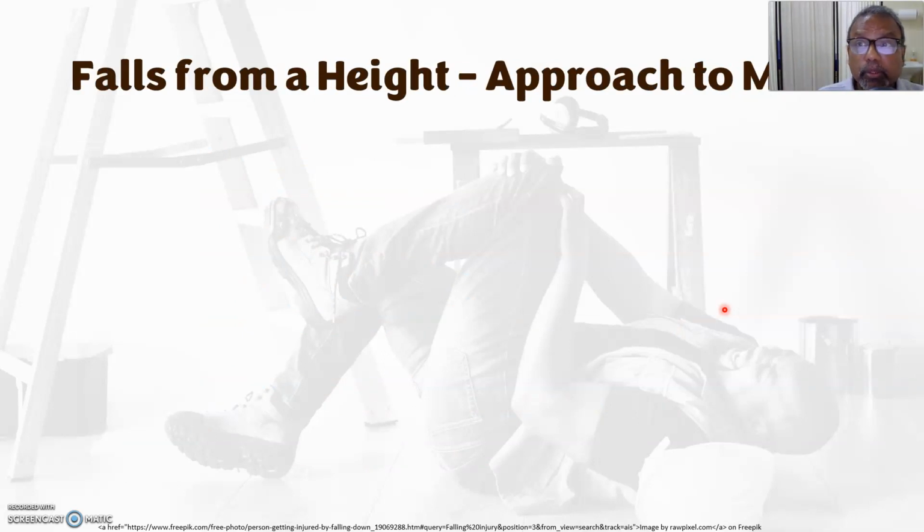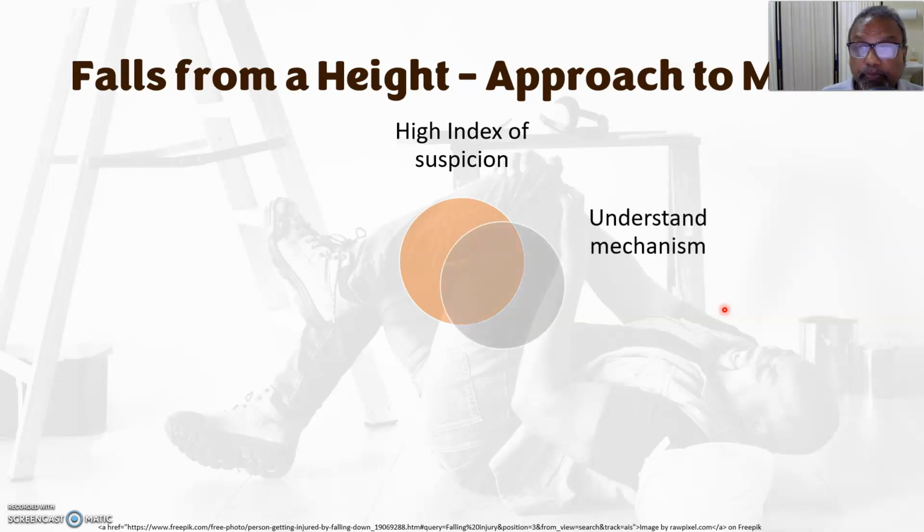So let's think about our approach to management. This is not going to be in any detail, but just some things to remember. So firstly, always have a high index of suspicion. We don't think about falls from a height in the same way that we think about road traffic accidents or penetrating injuries, but in fact, in many situations, they produce more severe injuries, and therefore we must have a high index of suspicion for injury in any patients presenting with a fall from a height.